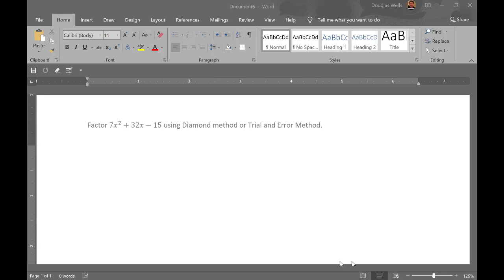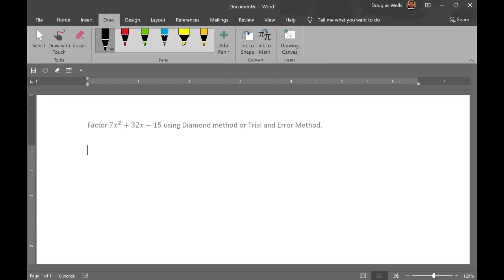Factor 7x squared plus 32x minus 15 using the diamond method or trial and error method. So first of all, we're going to use the diamond method. With the diamond method, we have to follow 5 steps in this particular case.